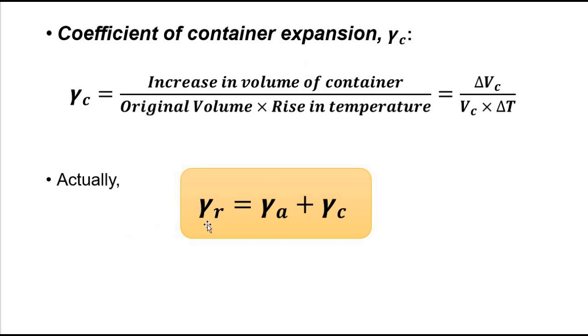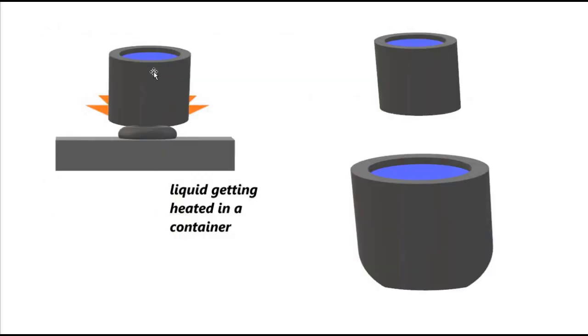Okay, and the real volumetric expansion coefficient is equal to the coefficient of apparent increase in volume plus the coefficient of the volumetric expansion of the container. The sum of these two, apparent expansion plus container expansion, gives us the real volumetric expansion coefficient of the liquid. This is the thing. So you have to understand it.